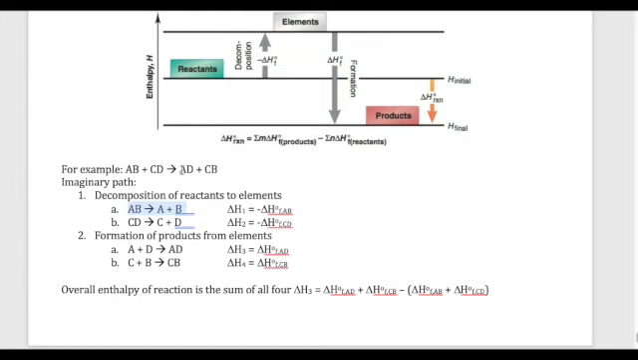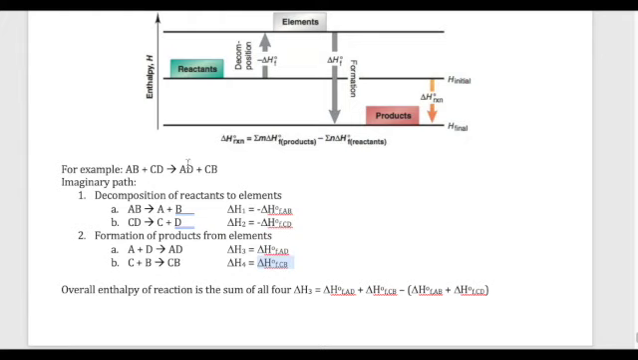Now, I am imagining, how do I make these products? Well, all I need to do is take those elements that I have now and combine them. So I take A and D and make them AD, the compound. That's a formation reaction. So the delta H must be just the delta H of formation of AD. Same way here, I get delta H formation of CB.